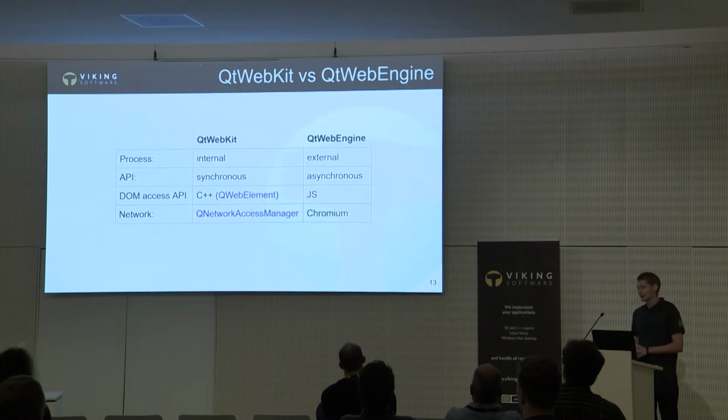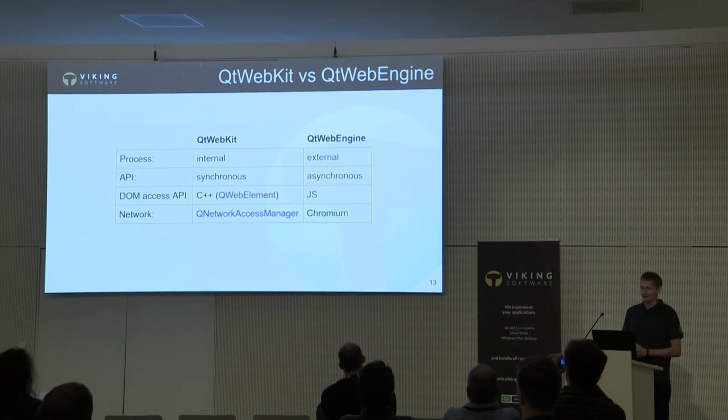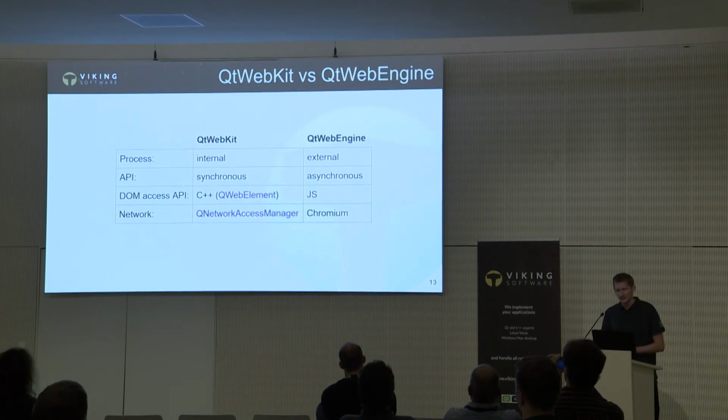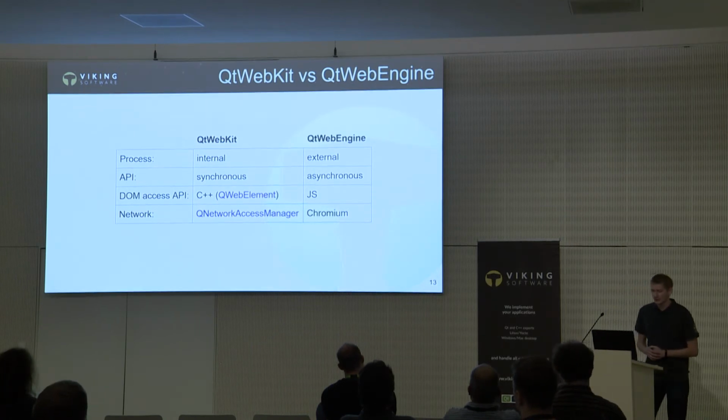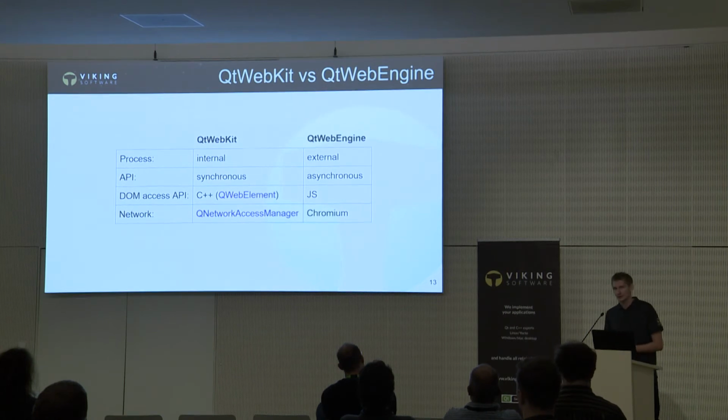And the last but not least, the networking layer. WebKit has direct access to Qt Network Access Manager, so it's not a problem to intercept requests, modify them, and so on. But WebEngine uses the internal implementation of the networking layer provided by Chromium.